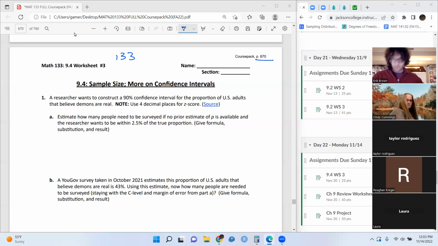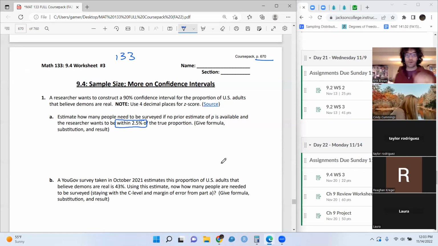Would I put 2.7 as the bottom as E? For A. Where do you get 2.7 from? I'm getting 0.025 out of that 2.5. I'm on the wrong page. Well, that'll do it. So you were probably right.